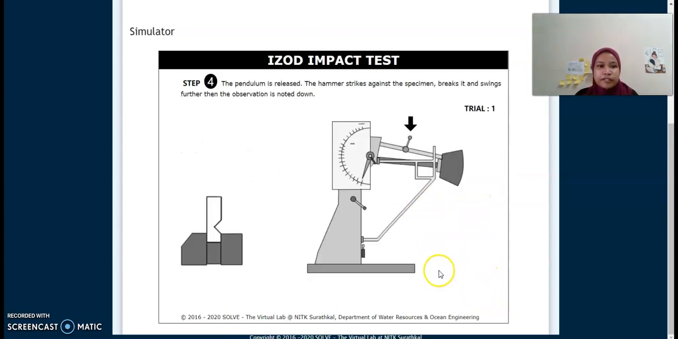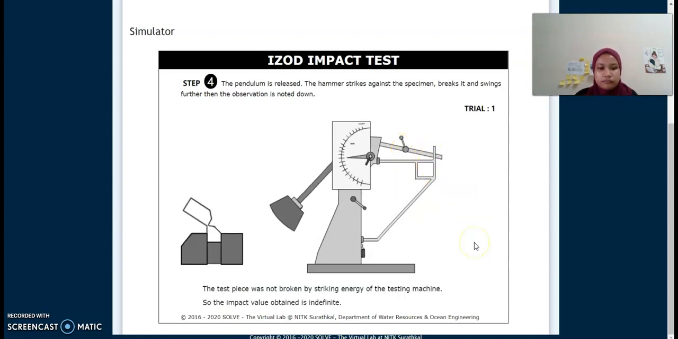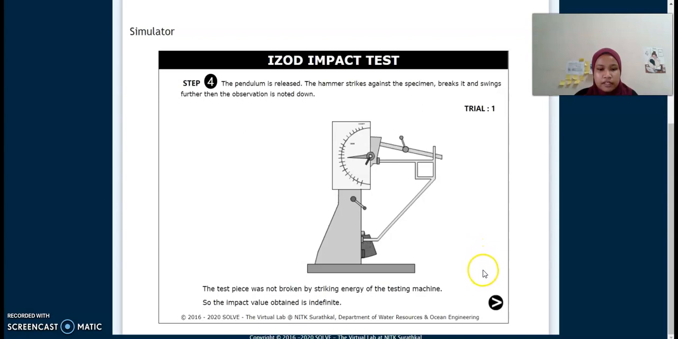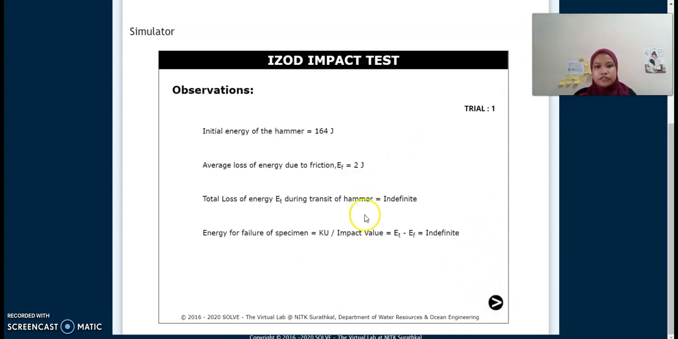Step 4. The pendulum is then released. The hammer strikes against the specimen, breaks it, and swings further, then the observation is noted down. The test piece was not broken by the striking energy of the testing machine, so the impact value obtained is indefinite.